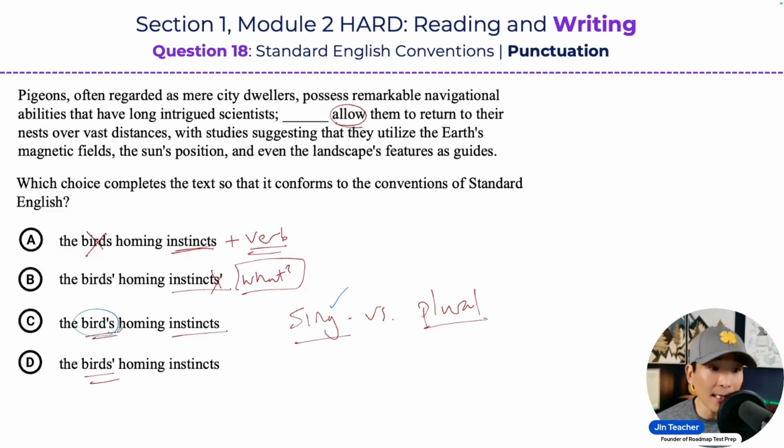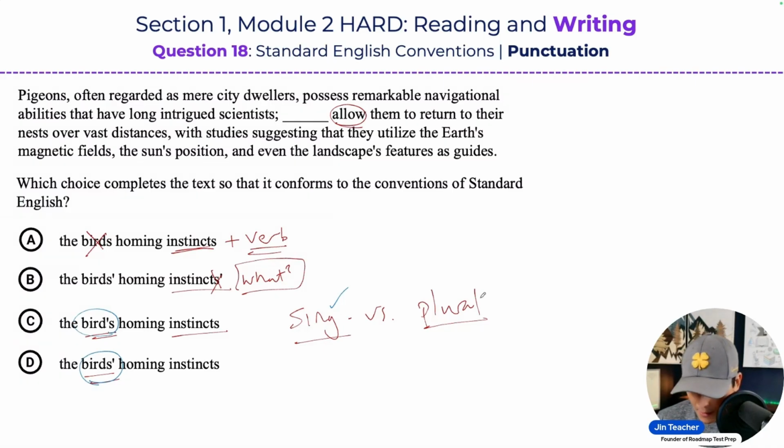So what does that mean? That means that this just refers to one bird, right? It's one bird's homing instincts. And choice D, though, when we have birds with the apostrophe after the S, this means this is referring to the plural possessive. This is referring, in the plural sense, to many birds. So not just one bird anymore, but we're dealing with several birds.